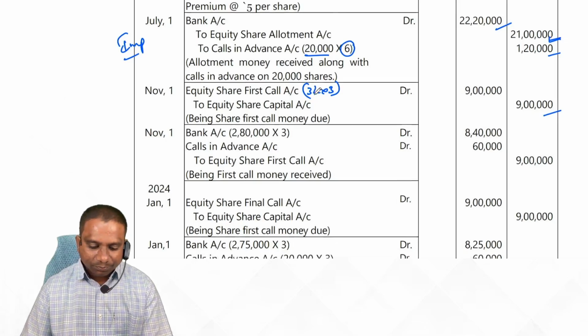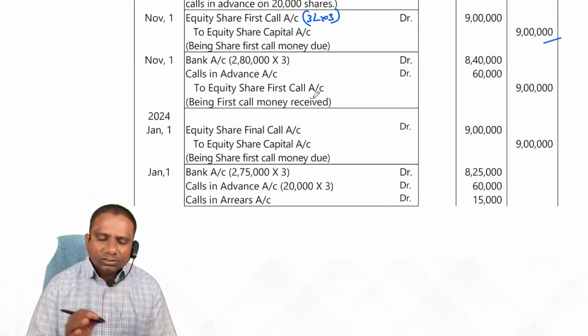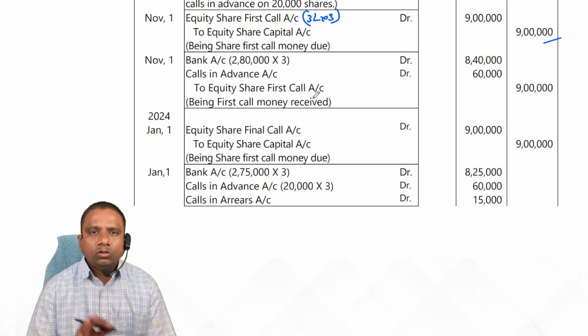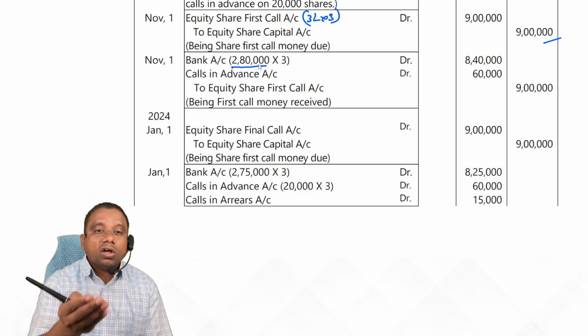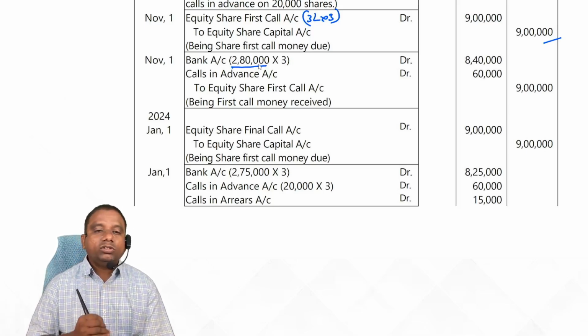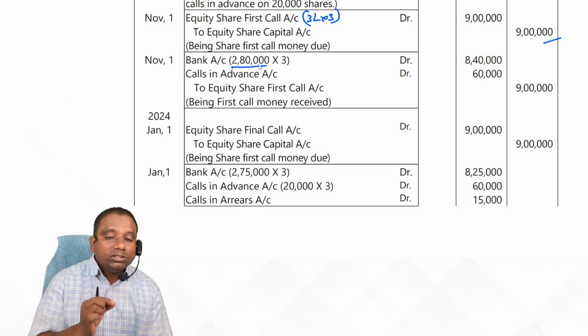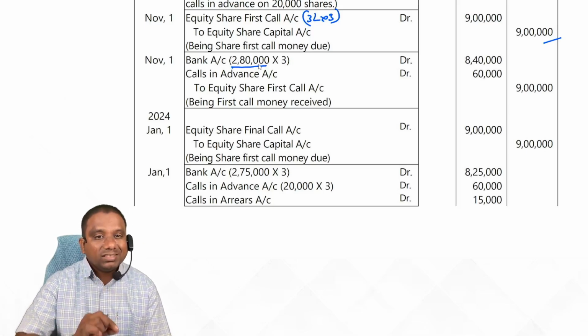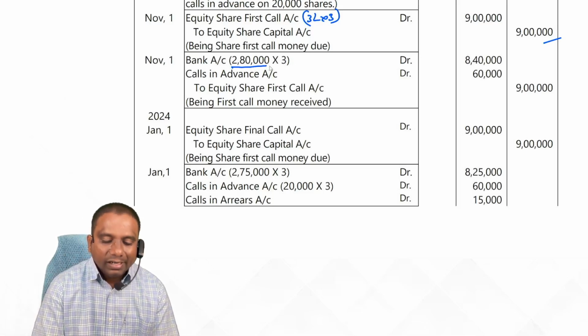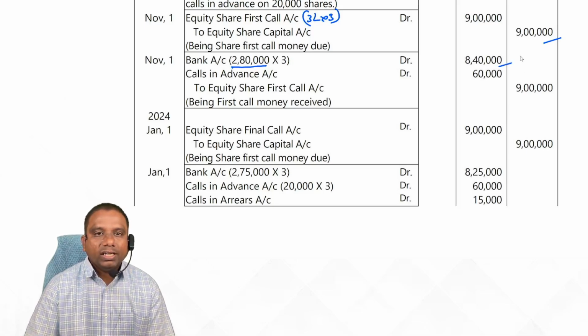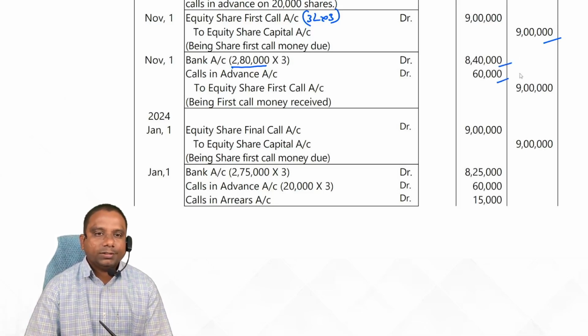Clear? Next one. Now we receive amount only on 2,80,000 shares on first call. Why? Because already on 20,000 shares we have received advance money. Now this 20,000 shares advance money on first call we adjust from calls in advance. So 2,80,000 into 3, 8,40,000 and calls in advance 60,000. Now final call due.